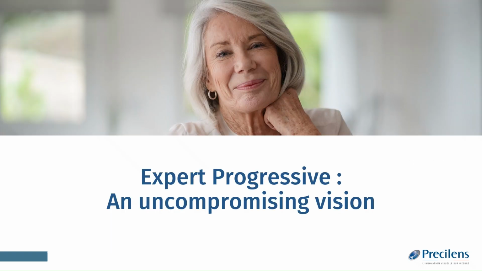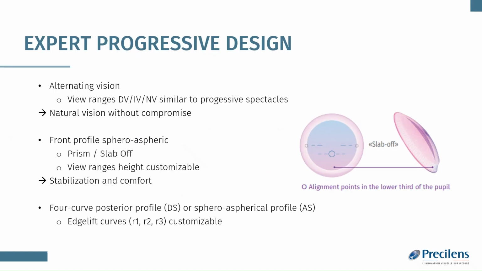Now let's take a look at how to fit and control the Expert Progressive lens. As previously stated, the Expert Progressive is a rigid multifocal lens with segmented alternating vision. The arrangement of the vision ranges is similar to that of progressive spectacles, with distance vision in the upper part, then the intermediate vision, and finally, the near vision. This arrangement allows for a natural and uncompromising quality of vision.